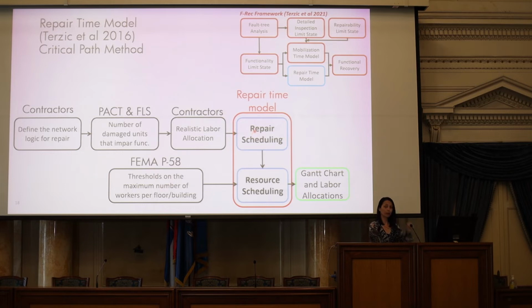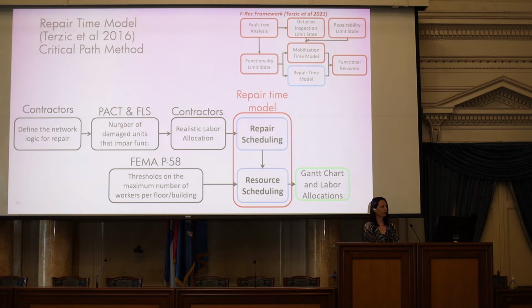Repair scheduling uses the critical path method, which is widely used in the construction industry. So we are adding repair system to that. And how does it work? It starts by defining the network logic of repair, where for each repair activity or each component that's being damaged within the building, we define its predecessors and successors, meaning what has to finish repairing before I can come in and start repairing this component, and which component comes after that one, right? So that's called network logic.